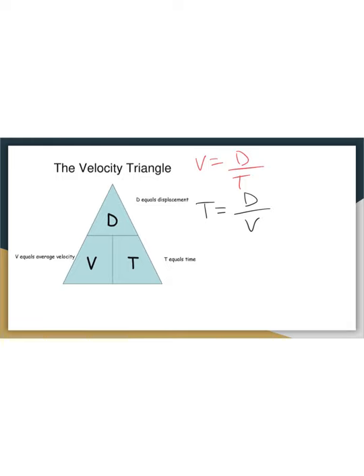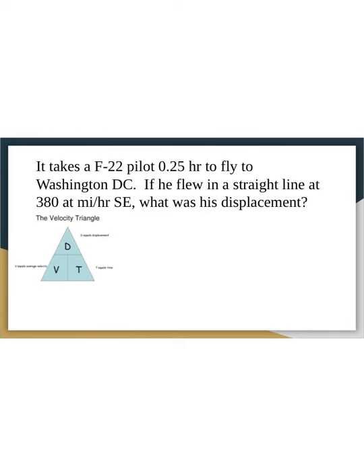If I were, for example, trying to find the letter D, what would I have, right? So cover that up. For D, I have the letter V and the letter T next to each other. That means that they're multiplied by each other, or if you want to go with parentheses, that is fine too. So displacement is velocity multiplied by time. Let's try to apply what we just learned.